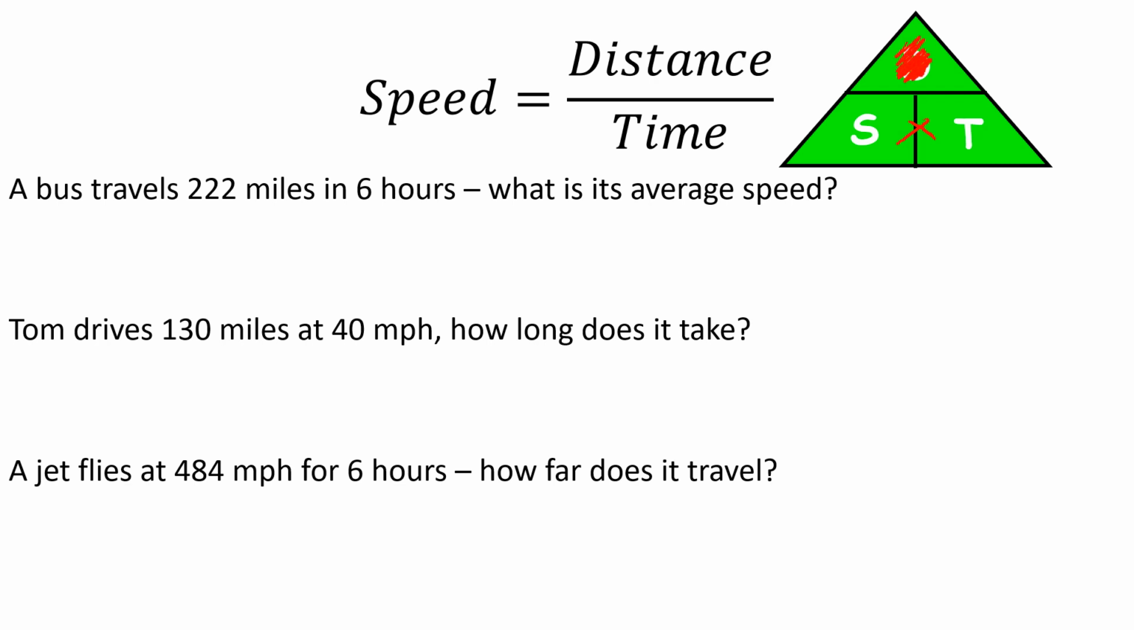So if I cover up distance, it tells me to do speed times time. If I covered up speed, it would tell me to do distance divided by time. If I covered up time, it would tell me to do distance divided by speed. Quite a useful thing to use. Let's have a look at some basic examples.